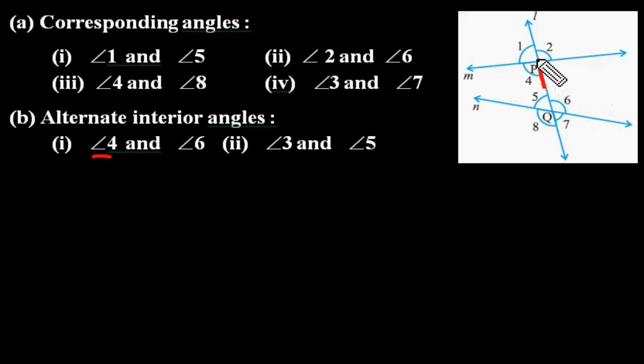Similarly, where is angle 3? Angle 3 is on the right side of the transversal and angle 5 is on the left side of the transversal. So those two are called alternate angles. One angle should be on the left side of the transversal and the other on the right side, and they should not be adjacent angles. Since we are using the interior angles, we call these alternate interior angles.